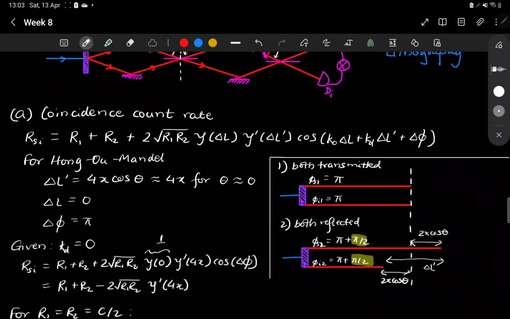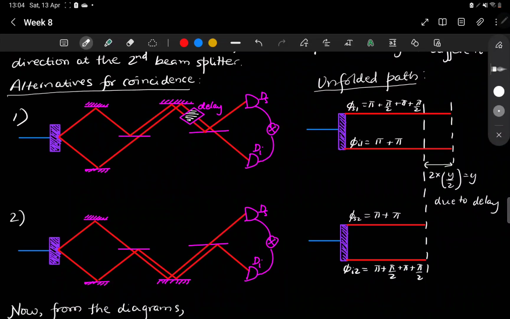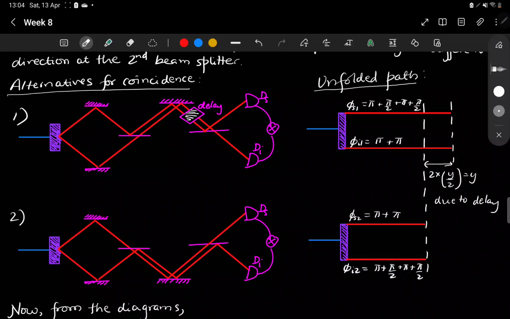And if we looked at the alternatives, these are the alternatives for coincidence in lithography, and one of the alternatives is having an additional delay, as opposed to the other alternative. And here this was the setup for coincidence. We had two beam splitters and an arrangement of mirrors so that the photons reach the two detectors in coincidence. So this was what we discussed last week.